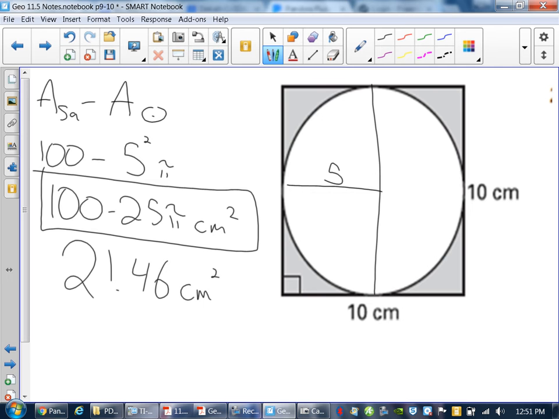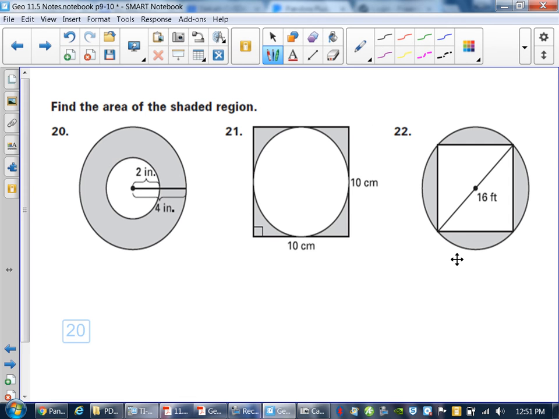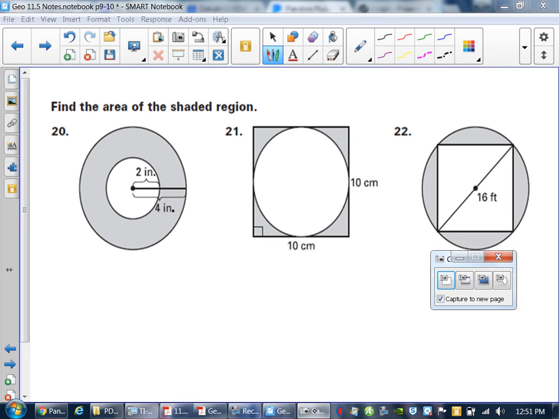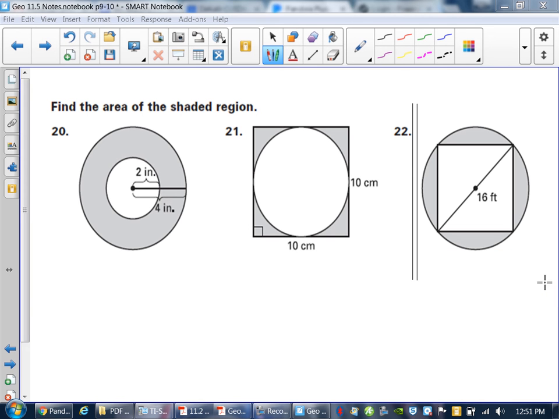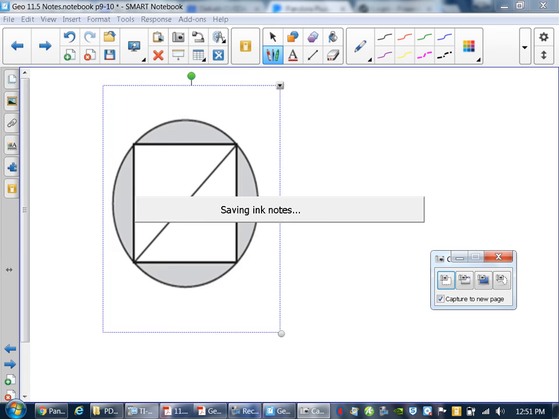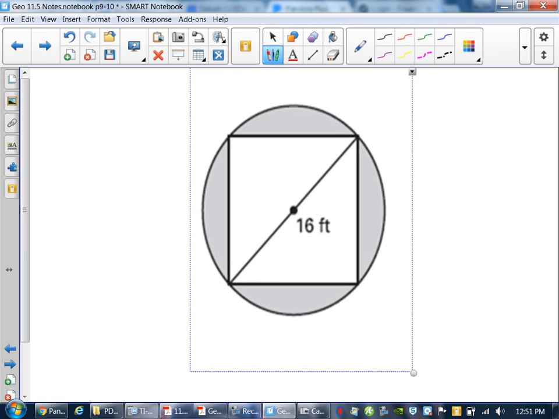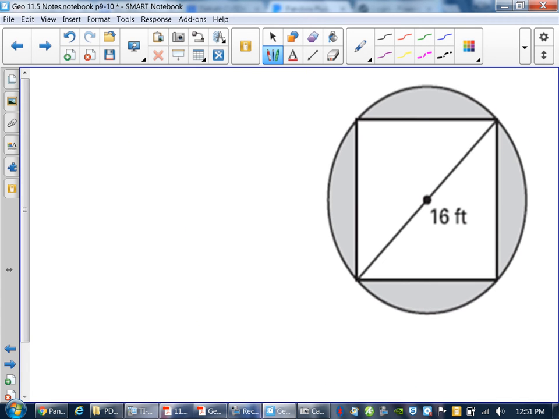What's it called again? I think so. Sometimes the square is in a circle. So we're not going to find the area of the square that we're shading.